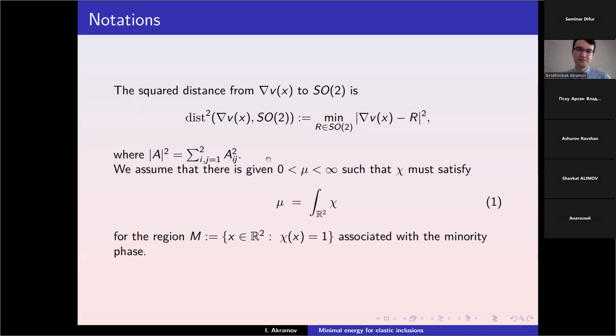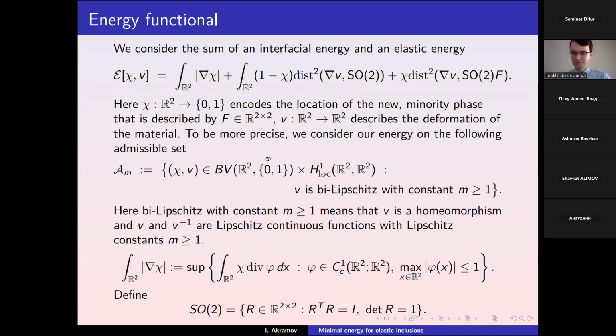Just a second again. V is a vector, it maps R2 to R2, so gradient V is a 2 times 2 matrix. Yes, correct. And in SO2, you are looking for the matrix which is as near as possible to gradient V. That is the distance.